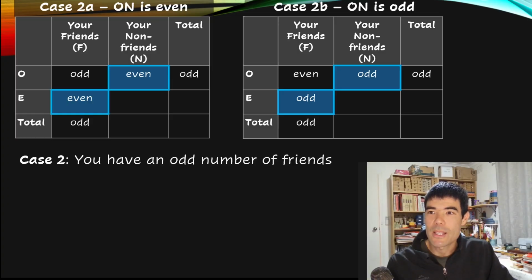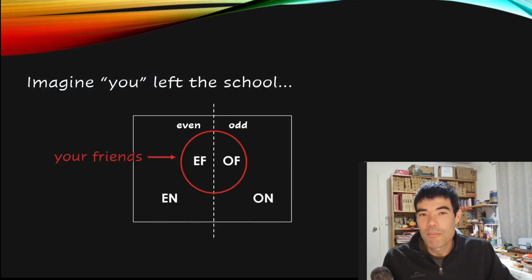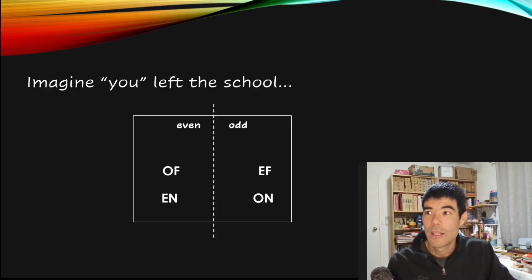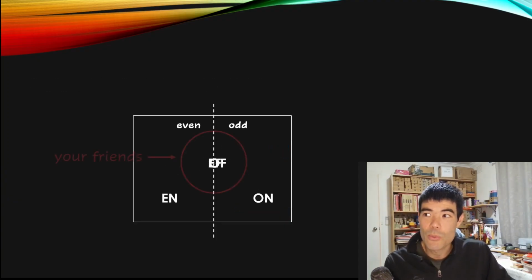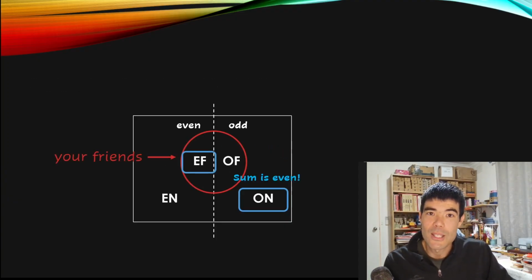So there's a proof by cases, but here's a clever solution which I didn't think of, and I bet you didn't either. Imagine what happened if you left the school. In this diagram, we've got all the even students on the left, all the odd students on the right, and your friends are in the red circle. When you leave the school, your friends all lose a friend, so your even friends become odd and your odd friends become even. But now from the hint, we know that the sum of these students, which is all the odd students at the school, must be even. But that sum is exactly the sum of your even friends and your odd non-friends when you were at the school. So their sum must still be even.